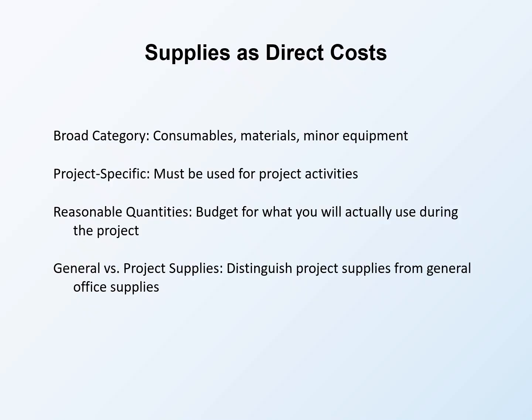Lab supplies, office materials for the project, software licenses, and small equipment all typically fall into supplies. Project-specific use is essential for charging supplies as direct costs. You should be able to explain how supplies serve your project specifically. Generic office supplies used across your organization's activities should not be charged directly to a single grant. Supplies dedicated to project work are appropriately charged as direct costs.